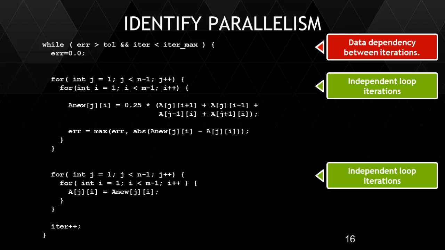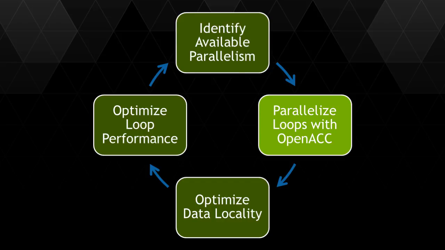And the same is true for that bottom loop, of course, that all we're doing is copying from one array to the next, and so these iterations are independent. So what we found here is that these nested for loops inside our iteration are parallelism that we're not exploiting. The next step is going to be to use OpenACC to parallelize these loops.